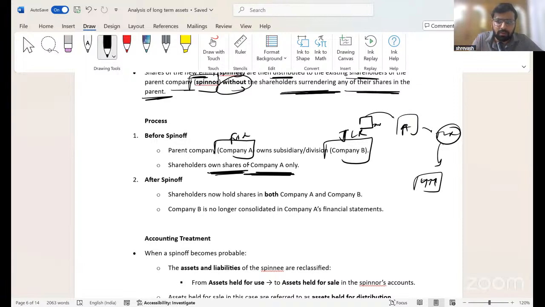Okay. So now JLR has become a part of Tata Motors, which is company B now. Let's call that company B. Shareholders of A would now become the shareholders of B as well. That is how the whole thing would function.